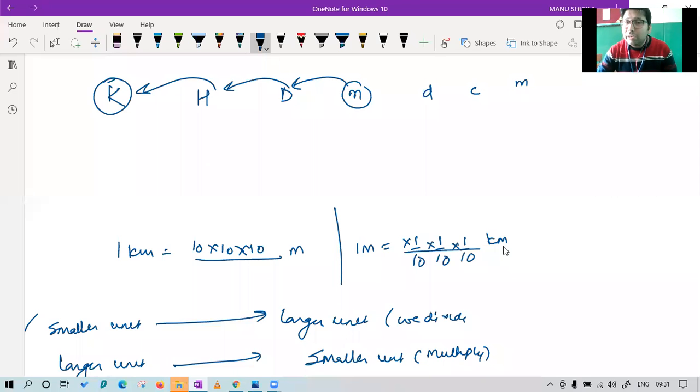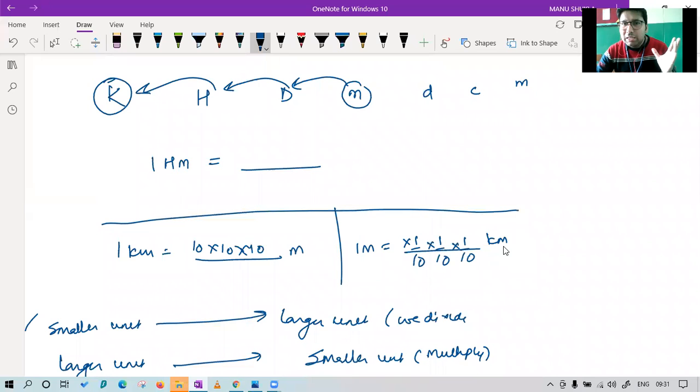Good. So similarly, we have done many questions. Now I will ask you one last question and then we'll move to the new concept. Tell me, in 1 hectometer, how many centimeters? Just think from where to where you are going. Is it larger to smaller or smaller to larger? Please see carefully. You are going from a larger unit to a smaller unit. So you have to multiply with something.